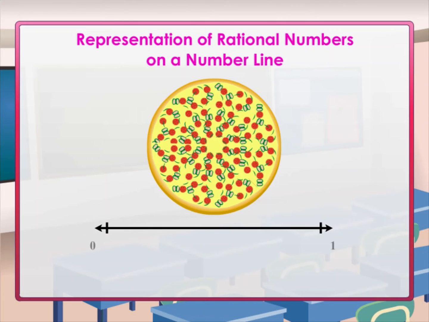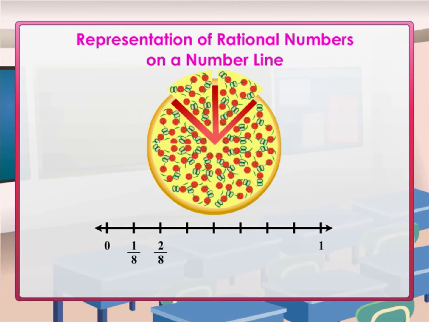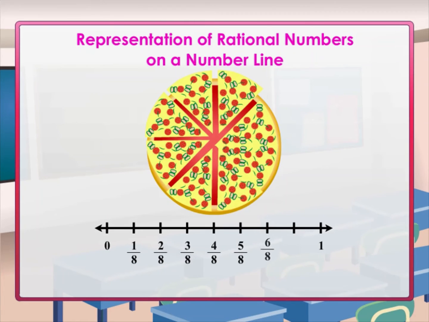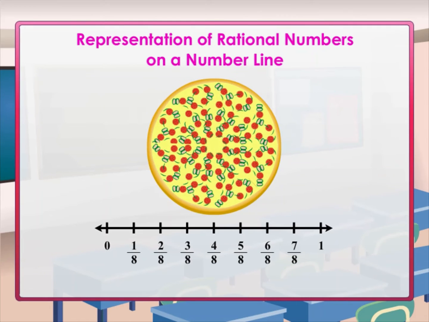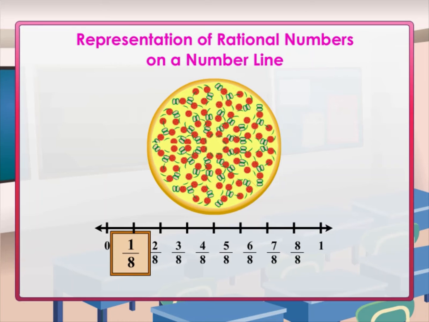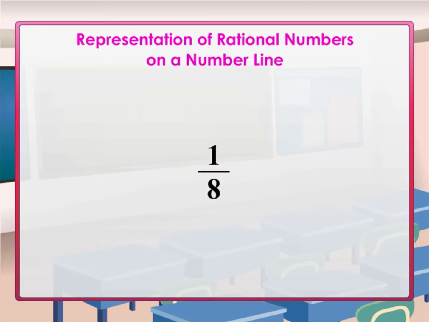To represent 1/8 on the number line, you simply divide the number line into 8 equal parts between 0 and 1. Mark the first division by 1/8. Similarly, mark the second division by 2/8, 3/8, and so on. On the number line, the representation 1/8 represents one piece of the pizza. In the same way, you can mark any rational number on the number line.